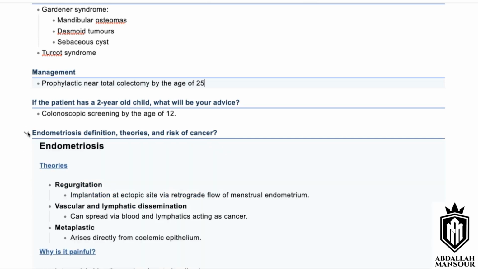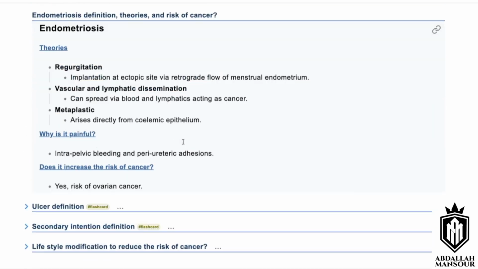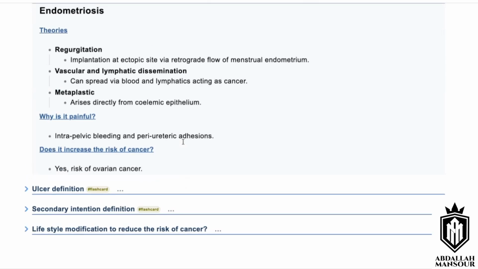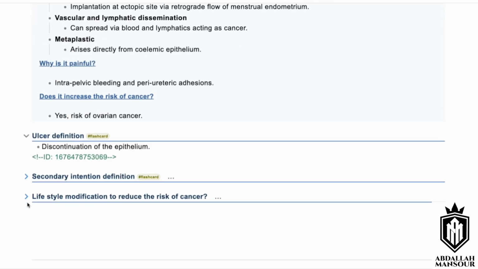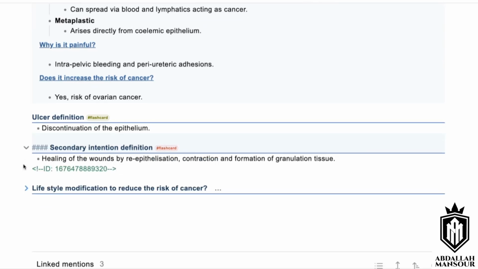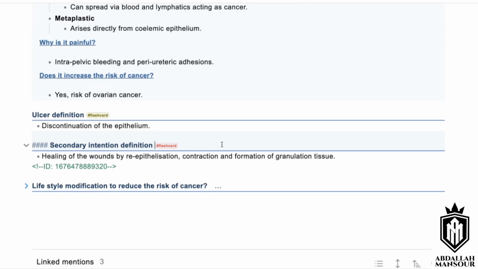All right, and how would you define an ulcer? An ulcer is a mucosal defect due to gradual disintegration of the epithelium. Yeah, so you really want to say that an ulcer is a discontinuation of epithelium. Three words, right? Discontinuation of epithelium. That's it. What is the definition of secondary intention? It's wound healing by re-epithelialization. Yeah, it's healing of the wound by contraction and formation of granulation tissue in the middle.